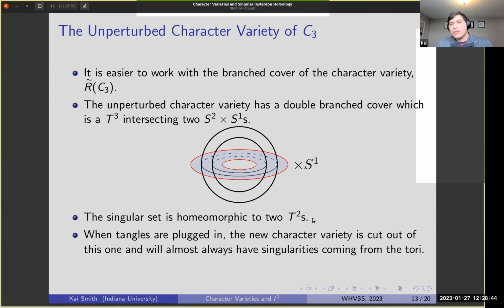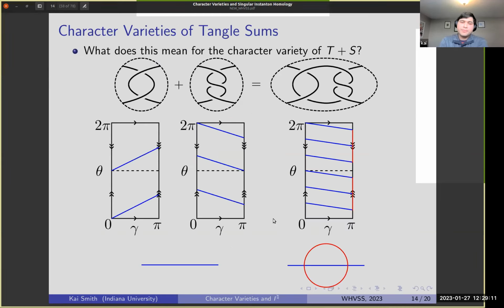And so that's sort of an issue. When I take the character variety of a tangle sum, it's going to end up being cut out of this character variety. And in general, it's going to cut out these singularities. It's going to cut through this singular set, so I'll end up with a character variety of a tangle sum that has singularities in it. So let's see what that might look like.